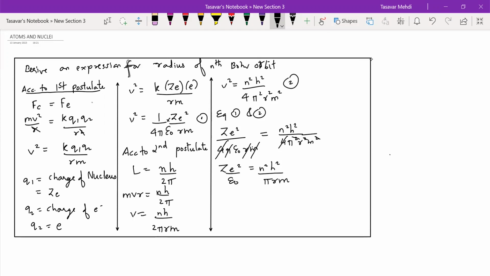Dear students, I want r. So I'll write r will be equal to n square h square. This epsilon naught will go there. Epsilon naught upon pi m e square z. This is the formula for what, dear student? This is the formula for radius of nth orbit.